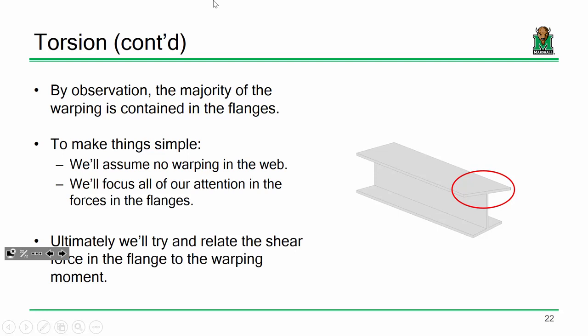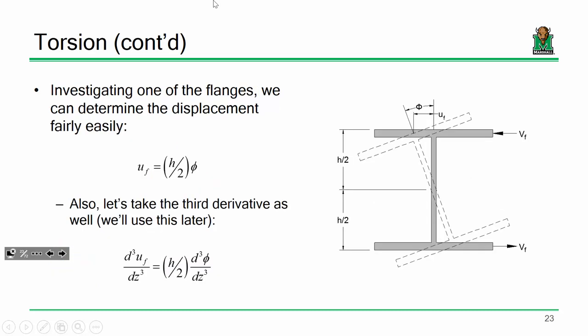Now, when you look at an I shape that's warped, mostly it warps in the flanges. The web doesn't really do a whole lot. So we restrict a lot of our discussion to the flanges. Okay? So we're going to assume that there's no warping in the web, and we'll focus all our attention on the flange. Ultimately, if we can figure out the shear in that flange and figure out a moment arm, we can figure out warping pretty easily.